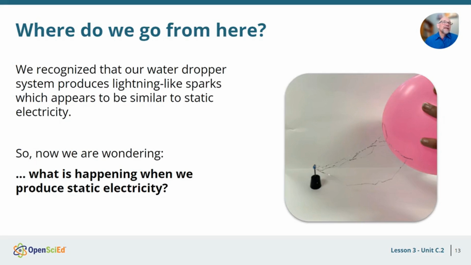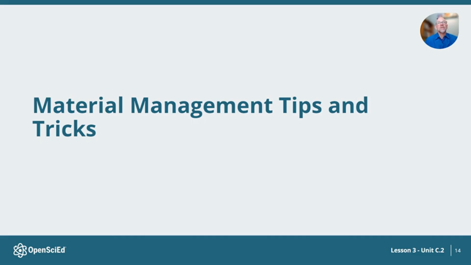We wrap up by navigating out of this lesson by noting that our water dropper system produces lightning-like sparks, which appears to be similar to static electricity. So now we are wondering, what is happening when we produce static electricity? We'll take a moment to consider some tips and tricks from using this particular lesson in my classes.